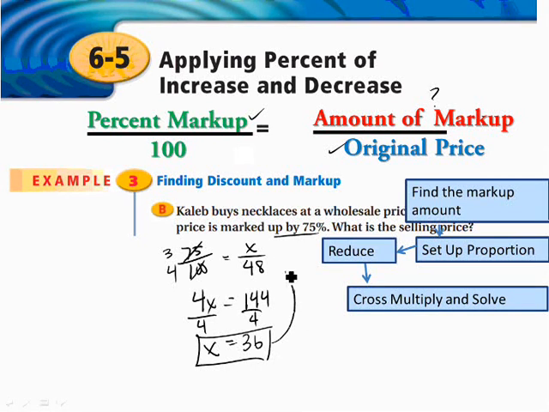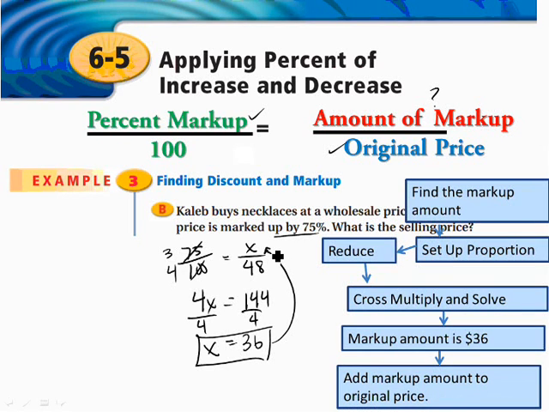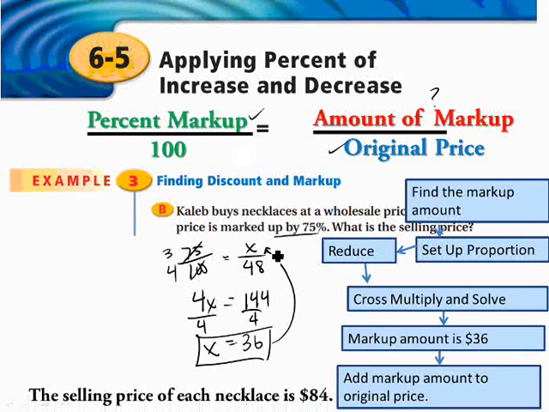Always check back and see, what was that x holding the place of? In this case, that was the amount of markup. So 36 is the amount of markup. The markup is $36. Caleb adds $36 to the price that he paid before he sells them to someone else. So we add those two together. What he paid plus the markup, we get a total of $84.